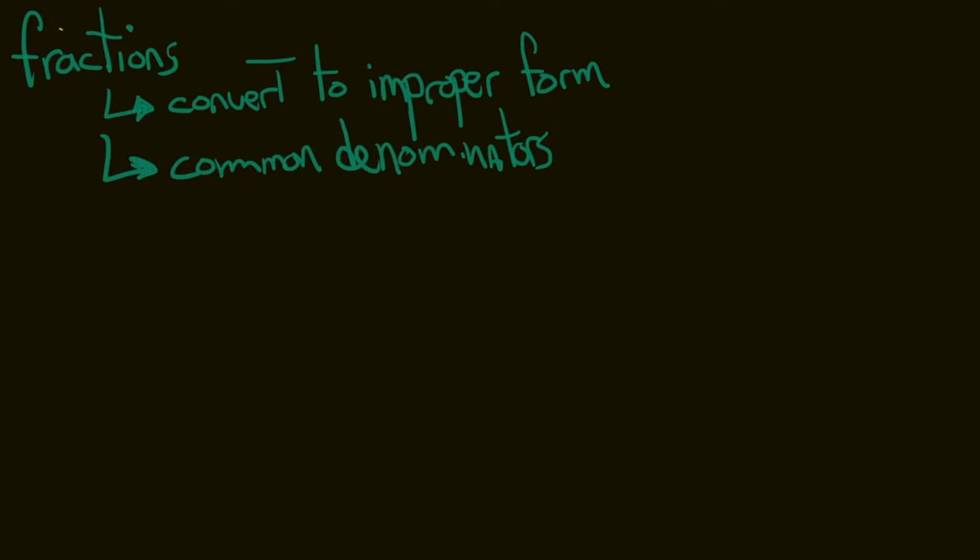There are definitely different ways to do this that might be a little more efficient, but I've always found this the tried and true way. So here's my example: negative 2 and 2/3 take away 1 and 3/7.